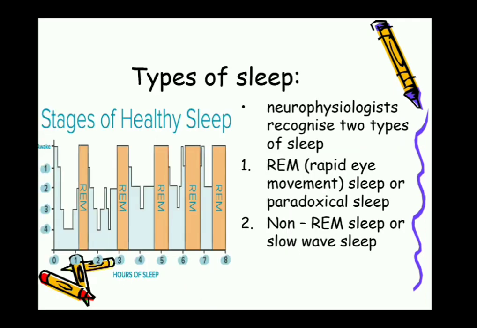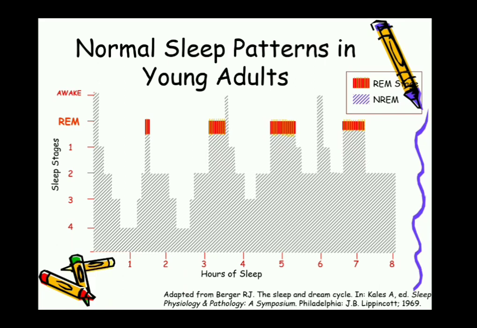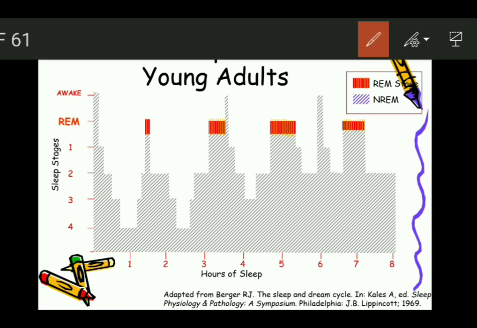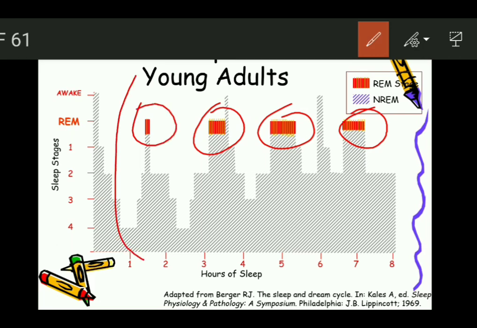Types of sleep. Neurophysiologists recognize two types of sleep. They are REM, that is rapid eye movement sleep, which is also known as paradoxical sleep, and the second one is non-rapid eye movement sleep or slow wave sleep. You can see here, this is the normal sleep pattern. This is the REM sleep period. This is one sleep cycle. Each sleep cycle consists of an NREM part and REM sleep.